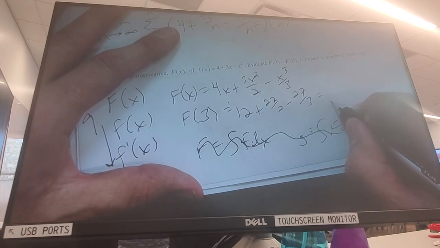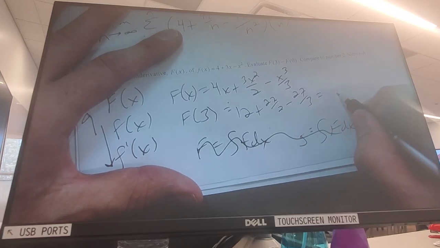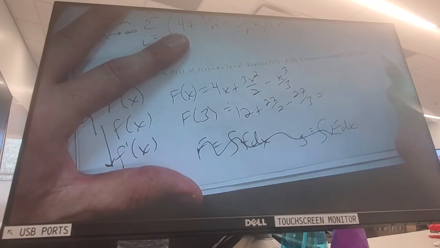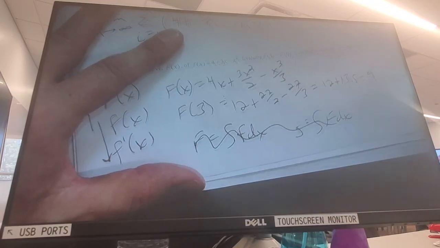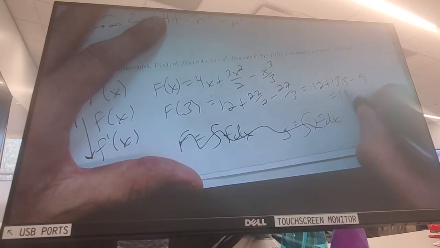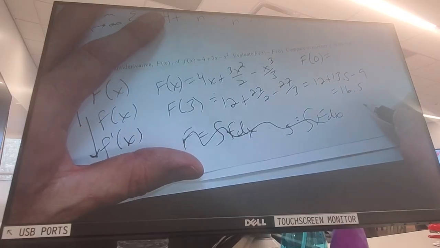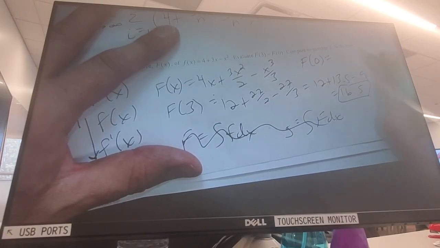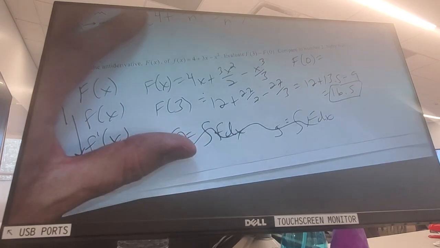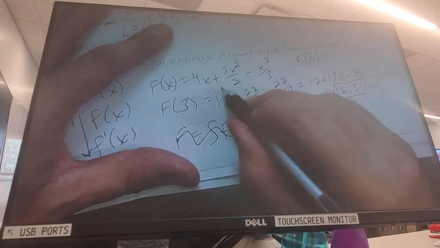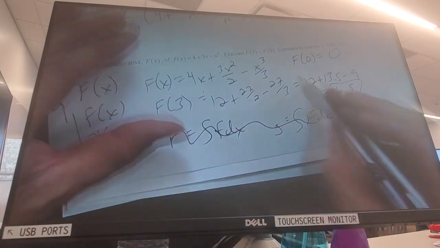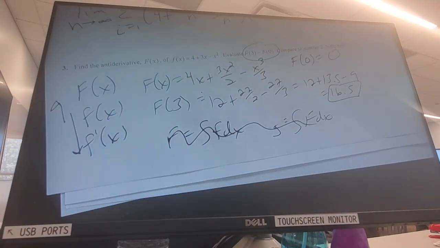And what do you get again? Let's see. We get 12 plus 13.5 minus 9, which is 16.5. And what's big F of 0? It's 0. So we do get the same answer. It's a little underwhelming because of the 0, but we have still got to prove that connection.